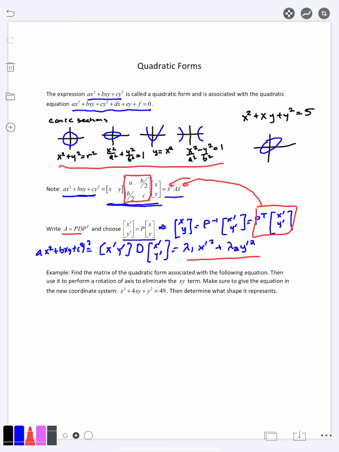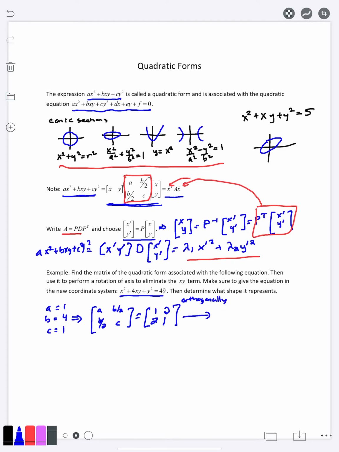So let's look at a specific example here. We're going to look at x squared plus 4xy plus y squared equals 49. At first, we probably don't know what shape that's going to be because of the xy term there. So our a is going to be 1, my b is 4, my c is 1. So then my matrix A, with b over 2, b over 2, is going to be 1, 2, 2, 1. And then we need to orthogonally diagonalize this matrix.